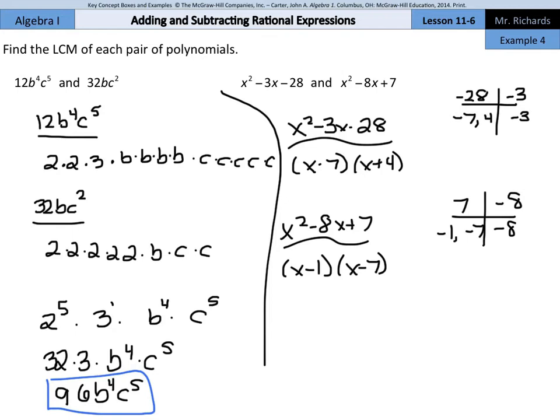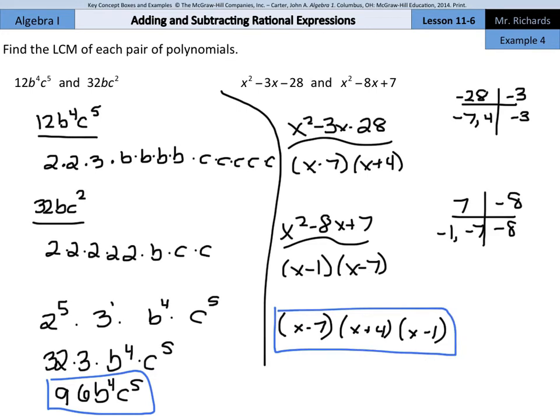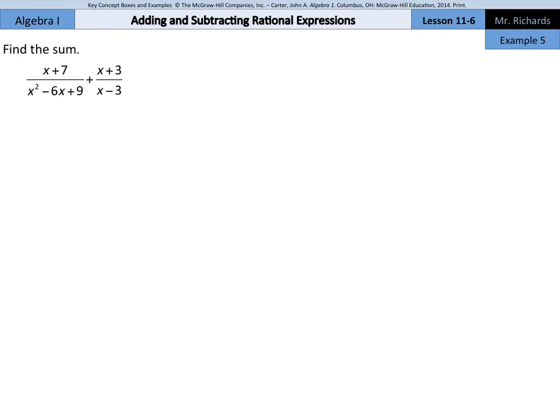Now, similar to the way that we found the LCMs over here by saying, all right, my 2 appeared at most 5 times, the 3 appeared at most once, the b was at most 4, and the c was at most 5, we're going to do the same thing. Our x minus 7 here appears at most 1 time. Our x plus 4 appears at most 1 time, and the x minus 1 appears at most 1 time. So we have x minus 7 times x plus 4 times x minus 1 as our LCM of that pair of polynomials.